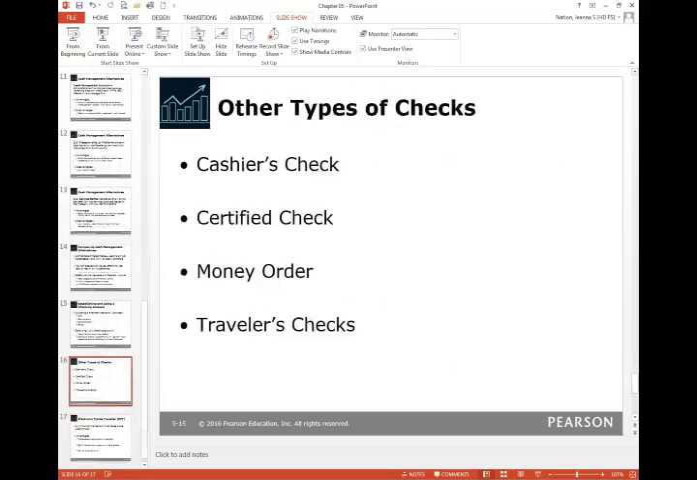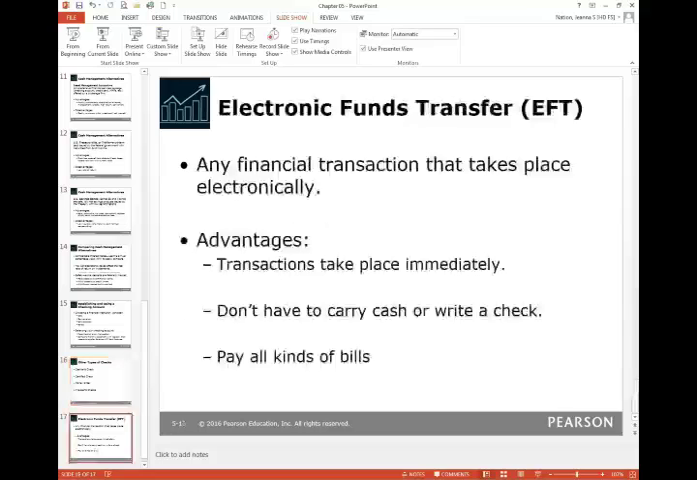Some other types of checks or accounts or features that you might be looking for are cashier's or certified checks, also money orders and traveler's checks. The features of these vary in terms of dollar amounts, how they're paid for, how they're backed, and whether or not they're insured, so refer to your textbook for those.